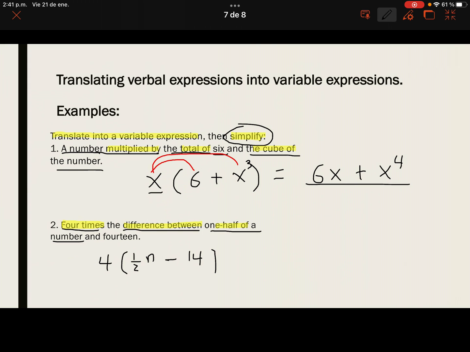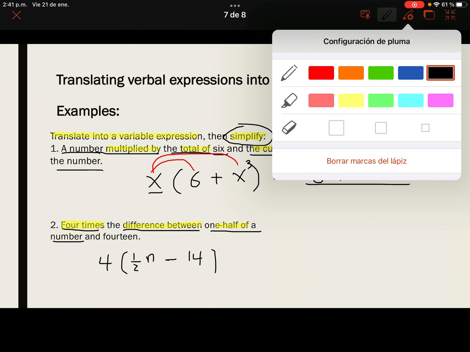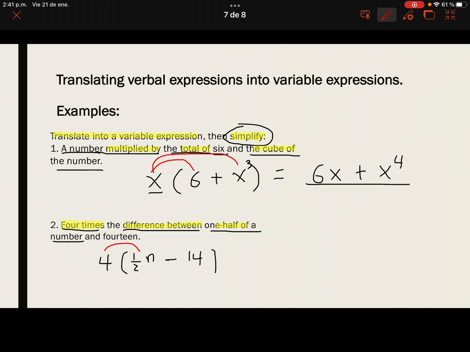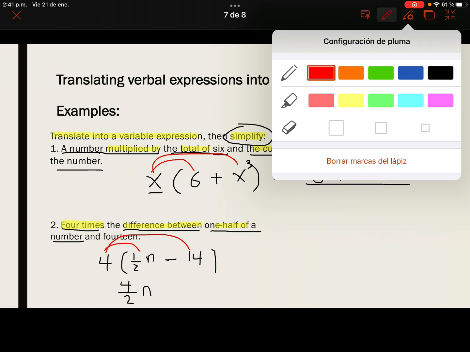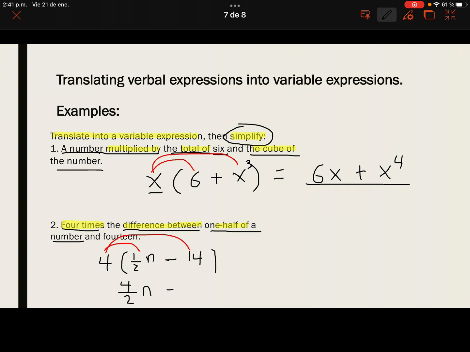That's it. Now simplify the variable expression. Distributive property, of course: 4 times 1/2 n is 4 over 2n. The next is 4 times negative 14, and 4 times negative 14 is negative 56. Now simplify if it's possible, and of course it's possible because 4 over 2 is 2, so 2n, don't forget the n, minus 56. Okay, that's the final answer.